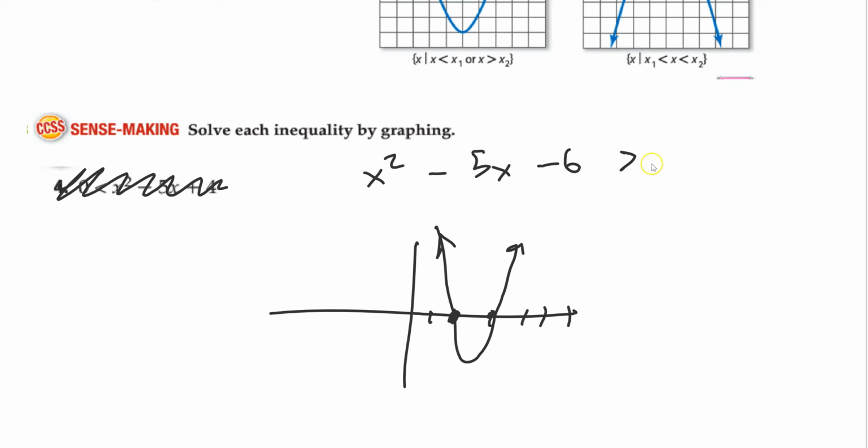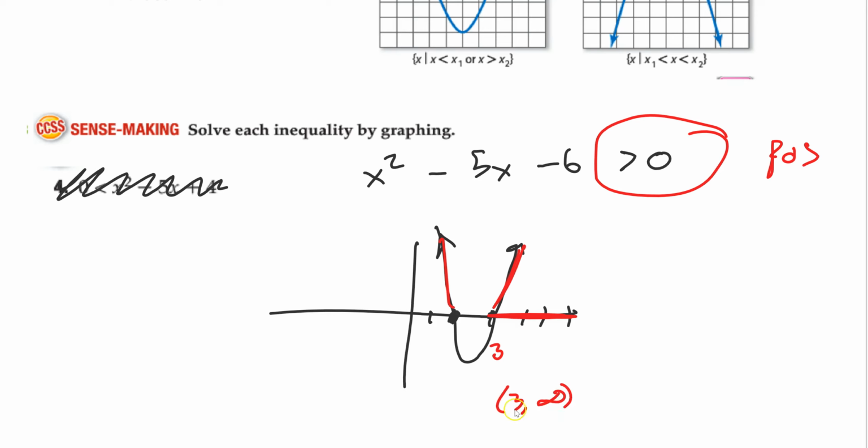I want to know where this graph is greater than 0. Well, look at the picture, right? They want greater than 0. They want positive. So where's your graph positive? Well, it's positive right here and right here. So your answer is actually this part, which is 3 to infinity, or x is greater than 3. And from here on, so here's 2, for x is less than 2. Those are my answers. X is greater than 3, x is less than 2.